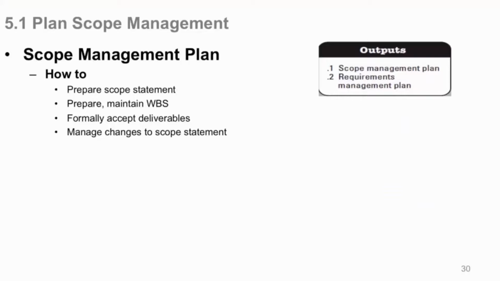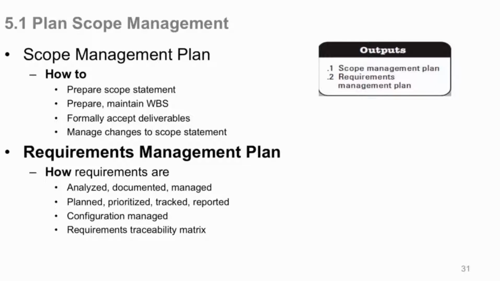And if you don't know what a work breakdown structure is, that's okay. We'll get to that in a while. And how are you going to formally accept your deliverables that you produce from the scope plan? And then how are you going to manage changes when changes need to be made because your stakeholder needs them to the scope statement? And a scope statement is a particular document that we'll talk about. So this is the how-to, that's the plan.